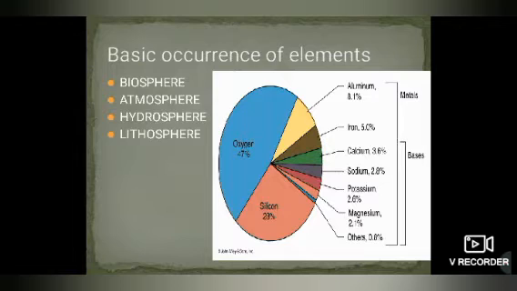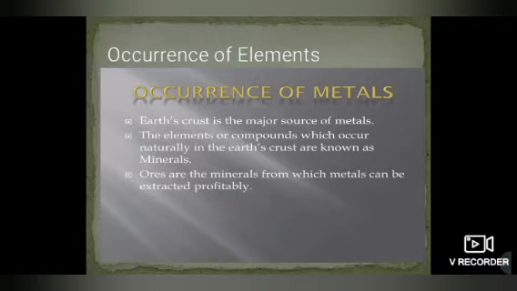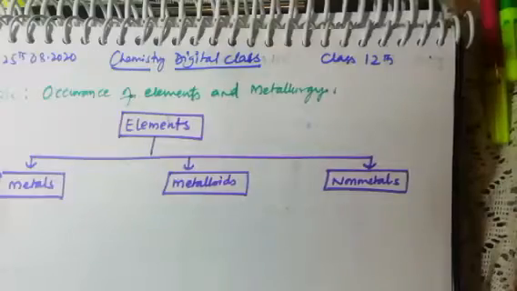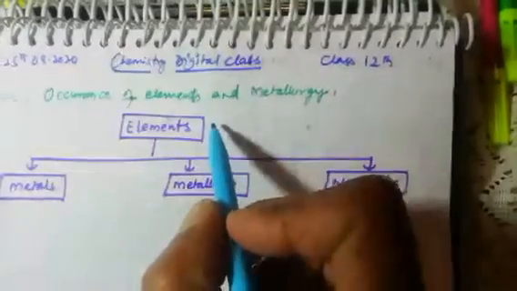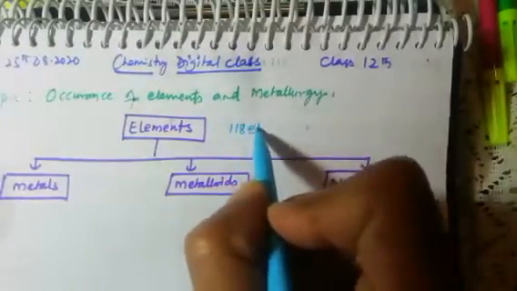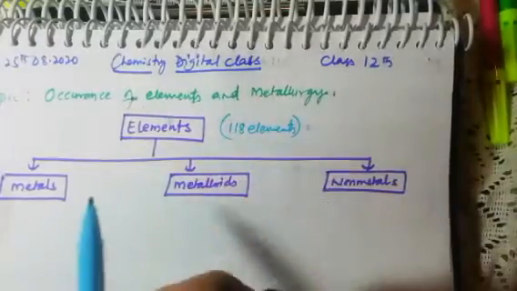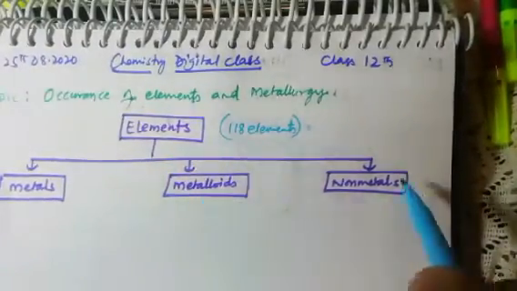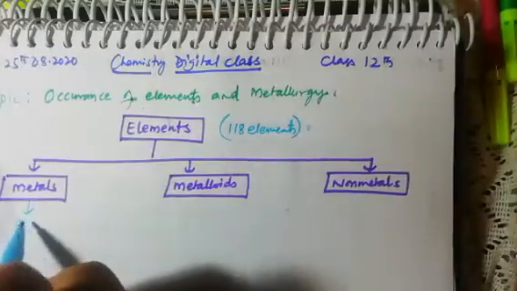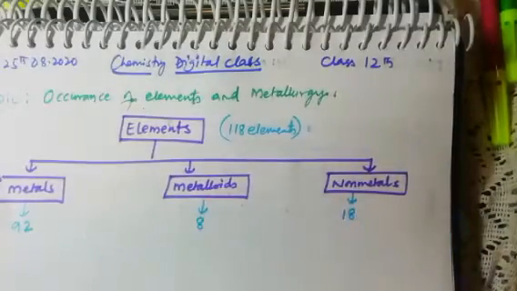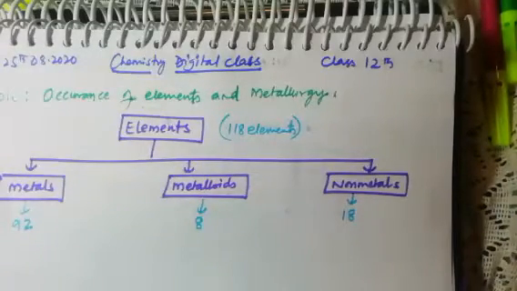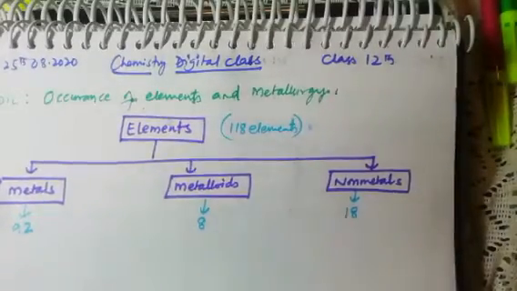Okay, so now let's discuss one by one the basic occurrence of elements. So dear students, welcome. As we are doing occurrence of elements and metallurgy, we know that more than 100 elements have been discovered at present. Elements are divided into metals, metalloids and non-metals, in which more than 92 are metals, 8 are metalloids, and 7 or 8 are non-metals.